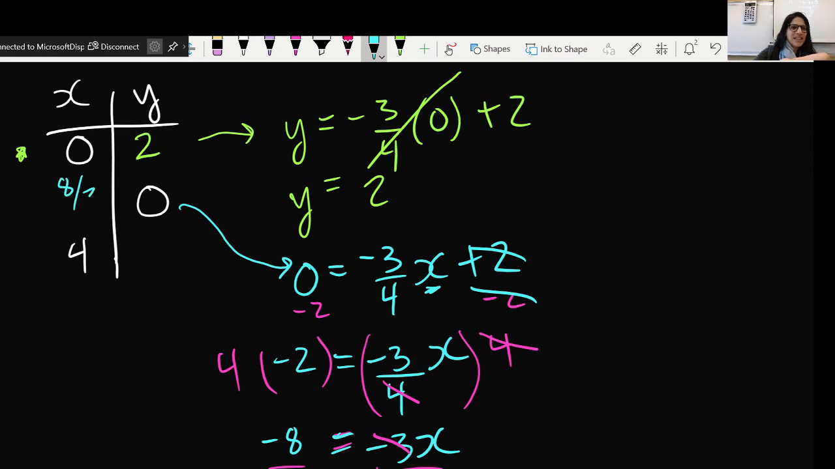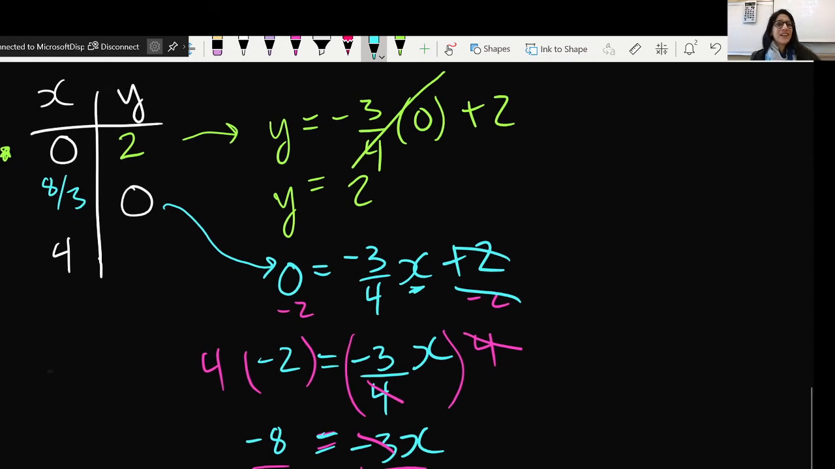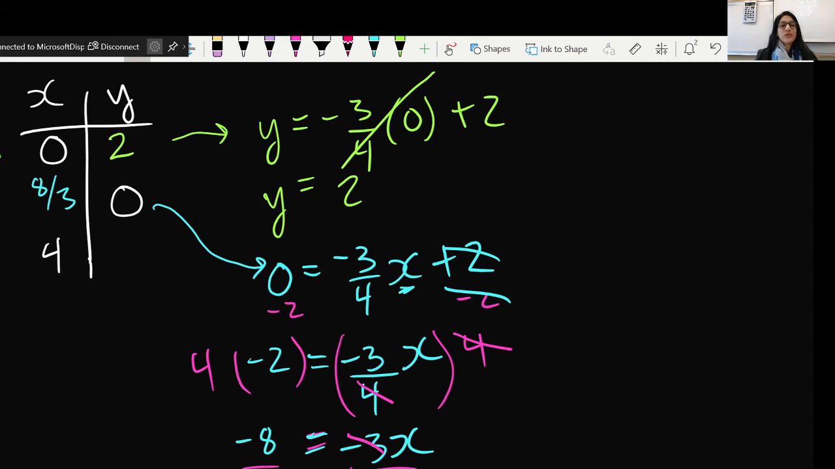So you know what I mean, that it didn't work out so nicely because it's a fraction, but that's okay because we don't have to use that point when we're graphing. We would like to use points that are whole numbers, because can you imagine graphing out 8/3 on a grid? That would be very hard to do. It wouldn't be very accurate.